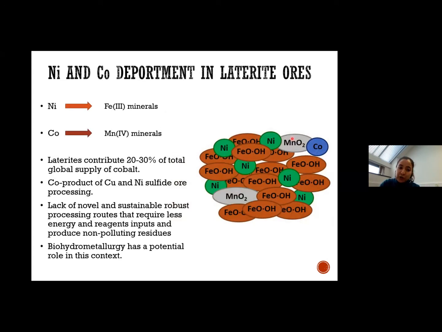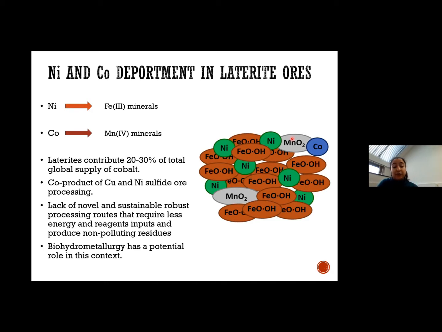Talking about nickel and cobalt deportment within lateritic ores, nickel is typically associated with iron 3 minerals, whereas cobalt is usually associated with manganese 4 minerals. You can also find nickel in the manganese 4 minerals, for example, asbolane. Other types of laterite ores can also have significant concentrations of copper, scandium, and in some cases rare earth elements. Laterite contributes to 20 to 30% of total global supply of cobalt. Cobalt is otherwise obtained as a co-product from copper and nickel sulfide ore processing, with the one exception in Morocco with the Bouazza mine, where the target metal is cobalt.